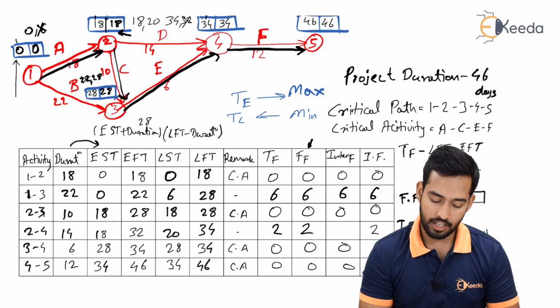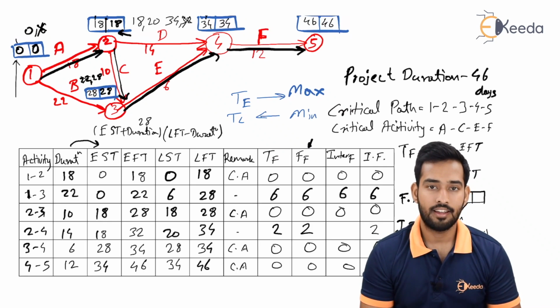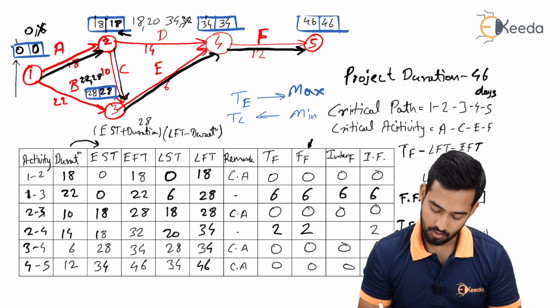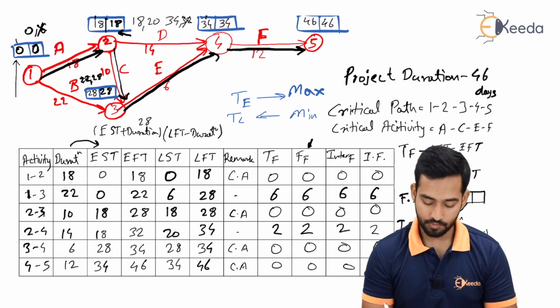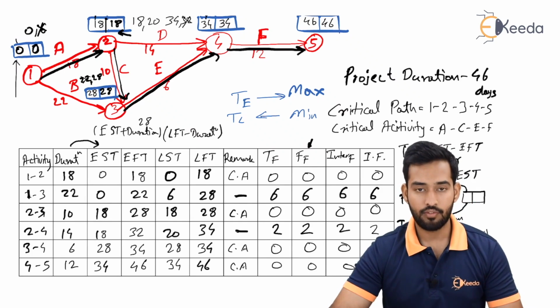Concentrate on second and fourth node. So T, that is 34. So 34 minus 18 will give us 16, and 16 minus your duration is 14. So answer is 2. So by using these formulas, we can calculate the floats.